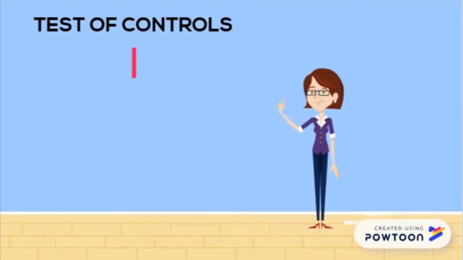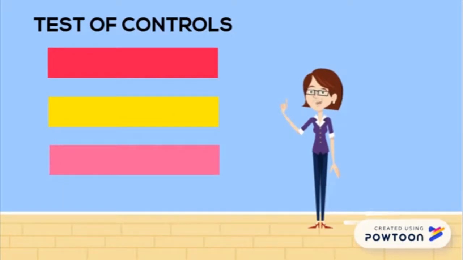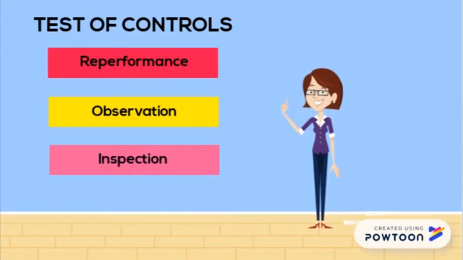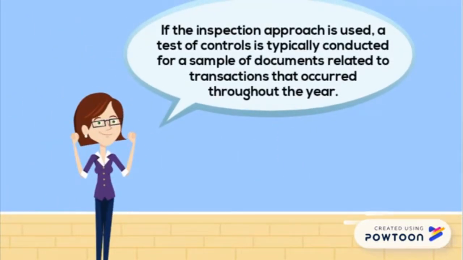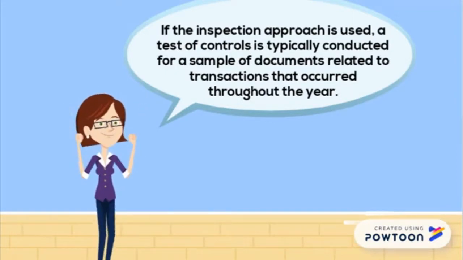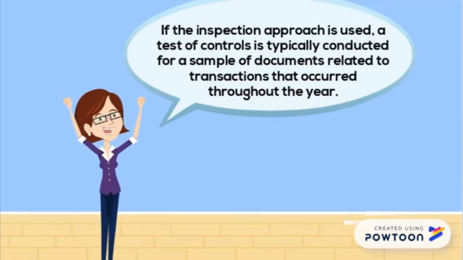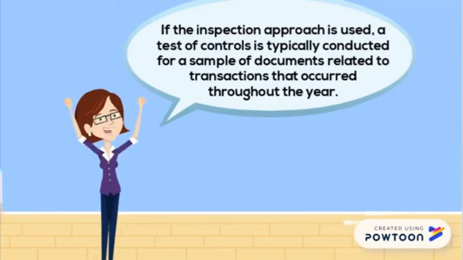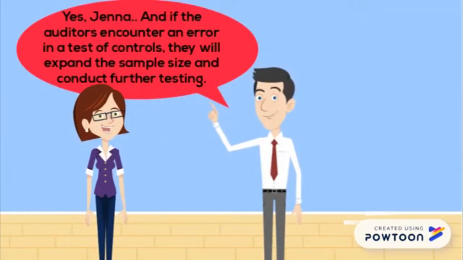Tests of controls can be classified generally as follows: re-performance, observation and inspection. If the inspection approach is used, a test of controls is typically conducted for a sample of documents related to transactions that occurred throughout the year. Yes, Jenna. And if the auditors encounter an error in the test of controls, they will expand the sample size and conduct further testing.